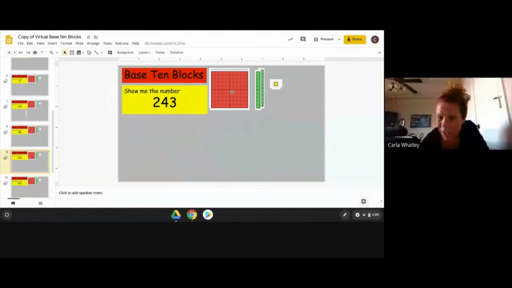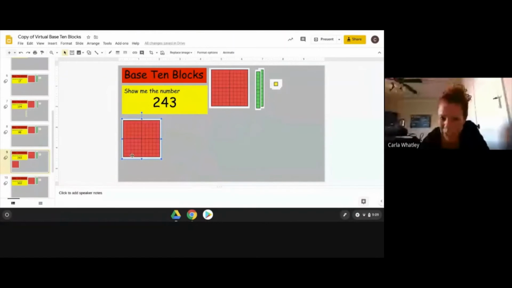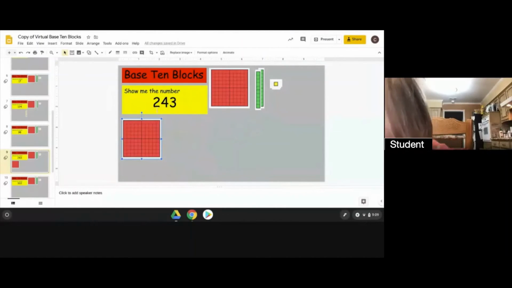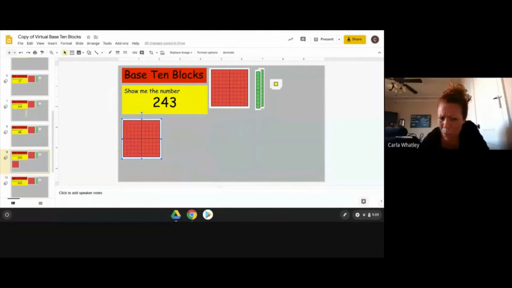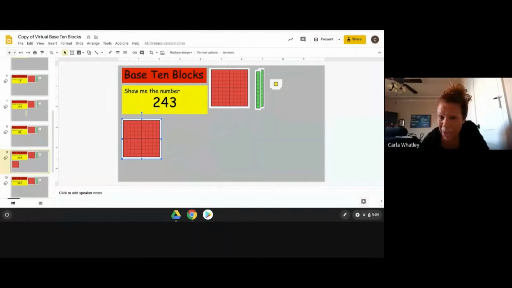Okay, that makes how much? 100. But what do we need? We need 4 tens this time. Oh, but wait, how many hundreds do we have? Oh, 2 hundreds. So how many 100 blocks do we need to bring down? 2, of course, because this is only 100. We need 200. Wow, pretty cool, huh?